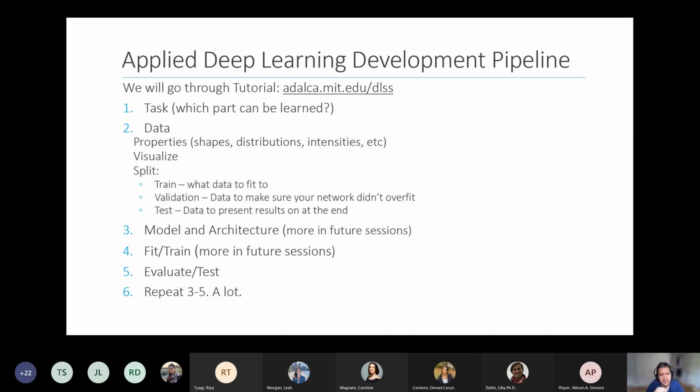Because of that, you really, really, really don't want to look at your test set until the end. That way you can keep tinkering with your data and know that you have some data that you've never looked at. Okay, so that's the outline of how the tutorial is built.